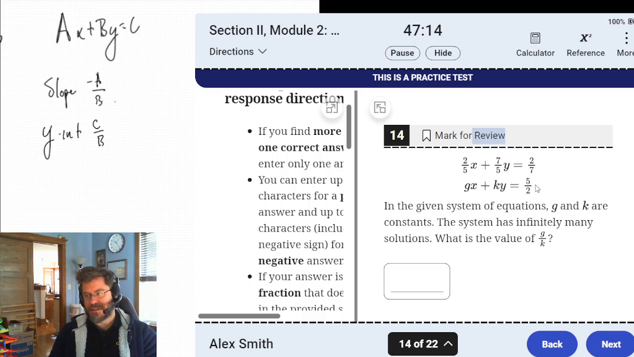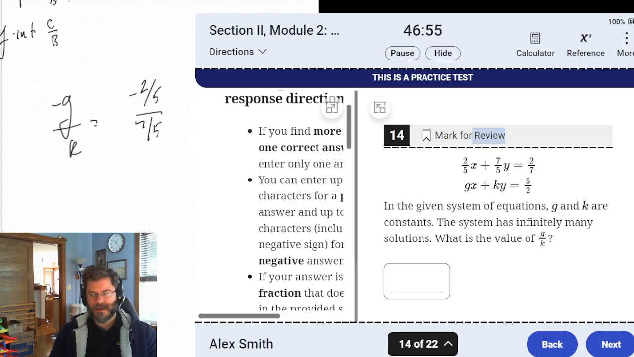So let me think about this for a moment. So if these things have infinite solutions, their slopes are the same. So negative g over k is equal to negative 2/5 over 7/5. We know that because the slopes are the same. Oh, because this is a ratio, we don't actually care about scaling it up. The ratio would end up canceling out. So the negatives pop off, just becomes positive and positive. We can reduce this fraction, g over k.